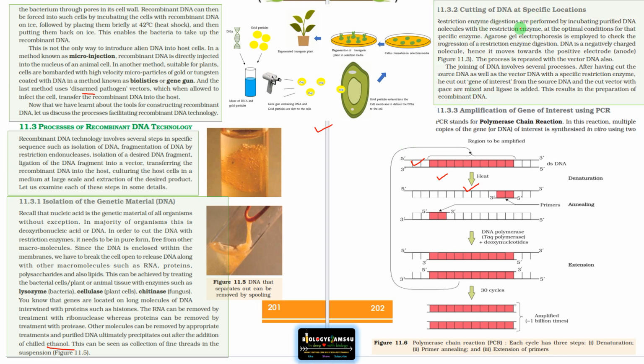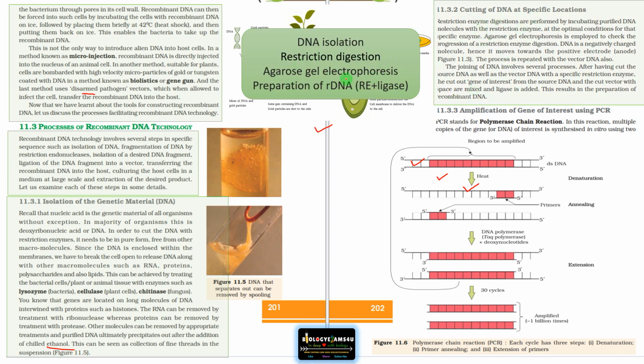We have already discussed DNA isolation followed by restriction digestion, then agarose gel electrophoresis or separation of these restricted DNA fragments, and this DNA is eluted and further used for the preparation of recombinant DNA. Restriction enzyme is used for cutting the DNA, whereas ligase is used for joining the DNA molecules. And finally, amplification of the gene of interest using PCR.